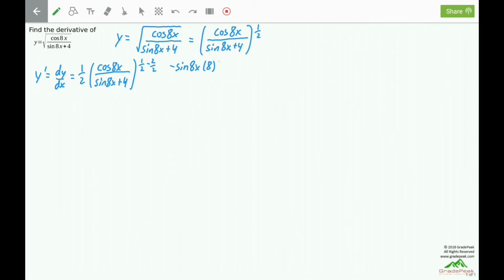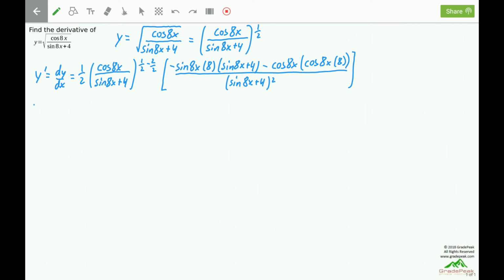Derivative of the numerator times the denominator left alone, sine of 8x plus 4, minus the numerator left alone, cosine of 8x, times the derivative of the denominator. Derivative of sine of 8x is cosine of 8x times an 8 to complete its chain rule. And then the derivative of 4 is a 0. All of this is divided by the denominator quantity squared, and this entire thing is multiplying everything else.